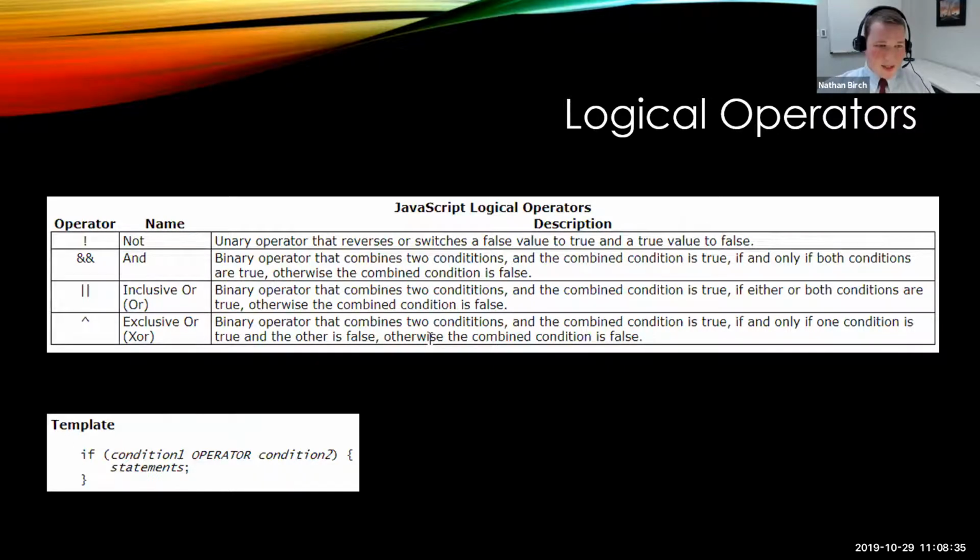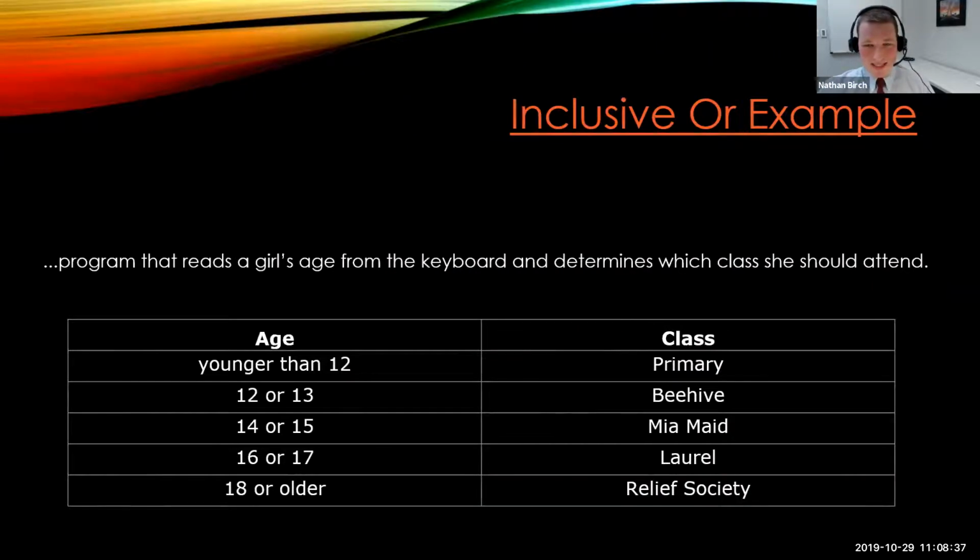Okay, so let's imagine this table, okay? A program that reads a girl's age from the keyboard and determines which class she should attend, okay? I'm actually gonna have to change this since the 11-year-old thing came out. Anyways, so you have your age. Well, and there aren't any classes anymore. Yeah, that right? Seriously. Yeah, I'm gonna have to change this.